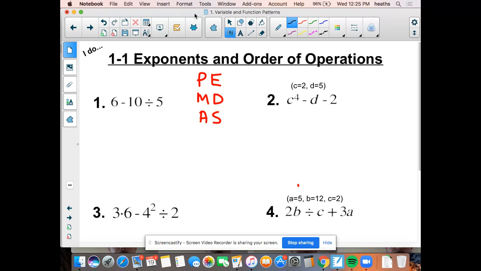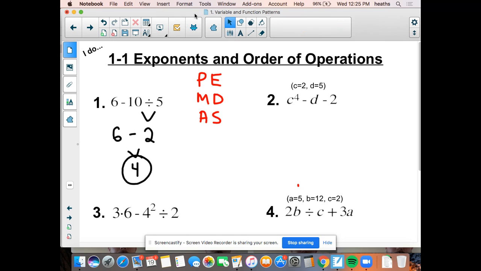So 10 divided by 5 is 2. I'm going to drop the rest of my problem down. 6 minus 2 is 4. Simple as that. Okay, so there is no parenthesis, there is no exponent, there was no multiplication. The first thing we saw going through our order of operations was division. So we did division, 10 divided by 5, figured that out, and then we dropped the rest of the problem down and finished with subtraction, 6 minus 2. So final answer of 4.